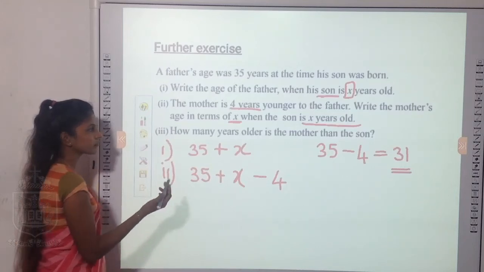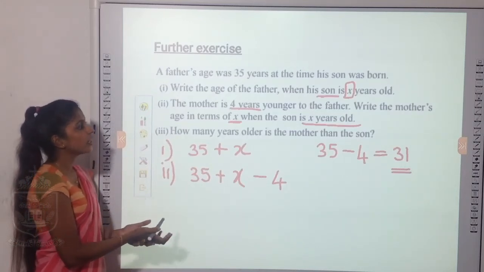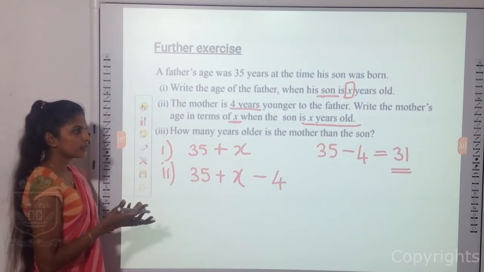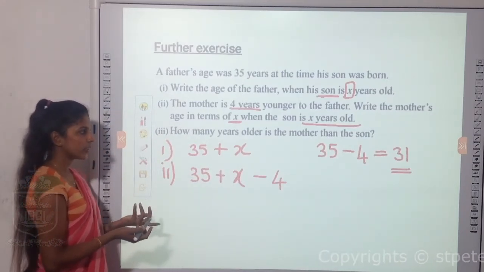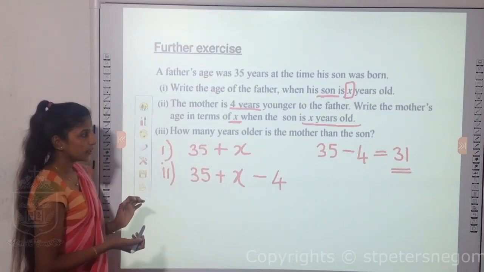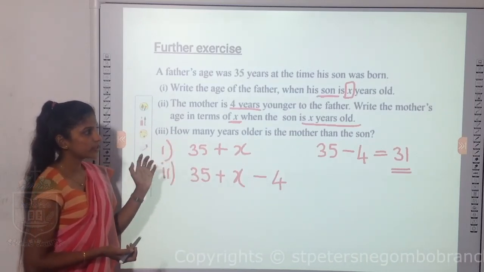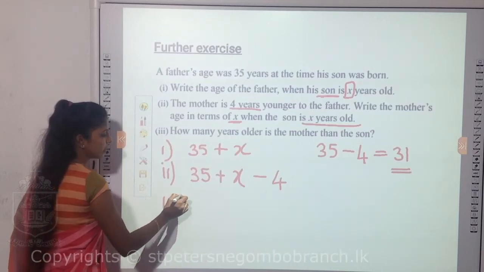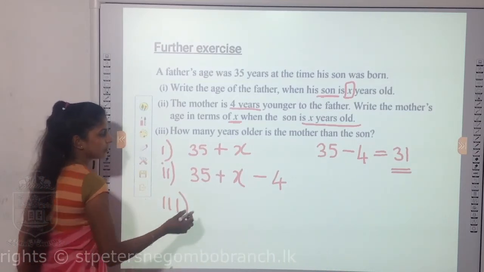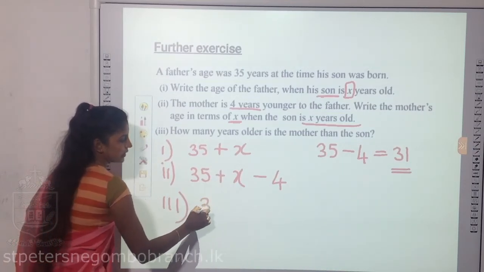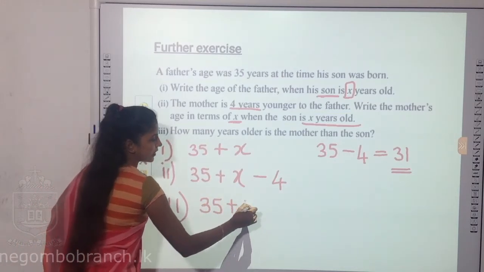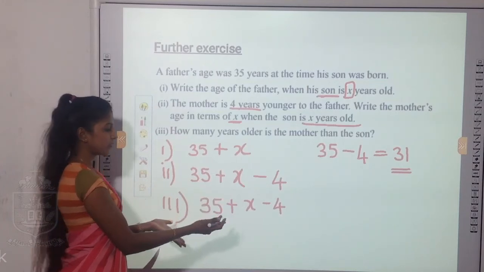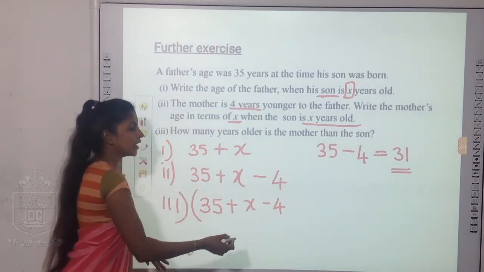Last one, you have to find how many years older is the mother than the son. It's 4 years younger than father, so it's 31 years. How many years older is the mother than the son? So even you can solve it like this, or else you can directly get the answer. So here you have 35 plus X minus 4. This is the age of mother.